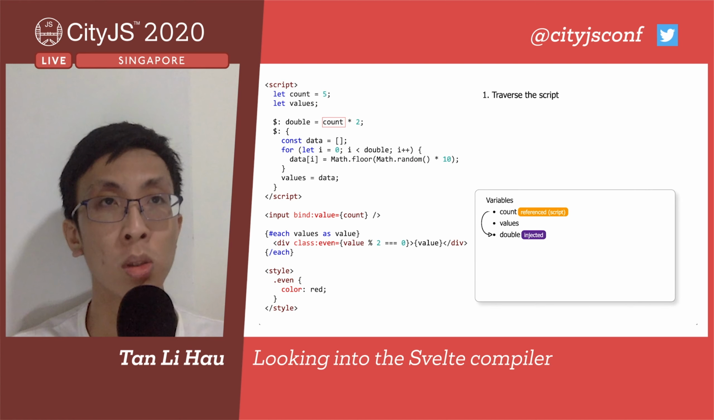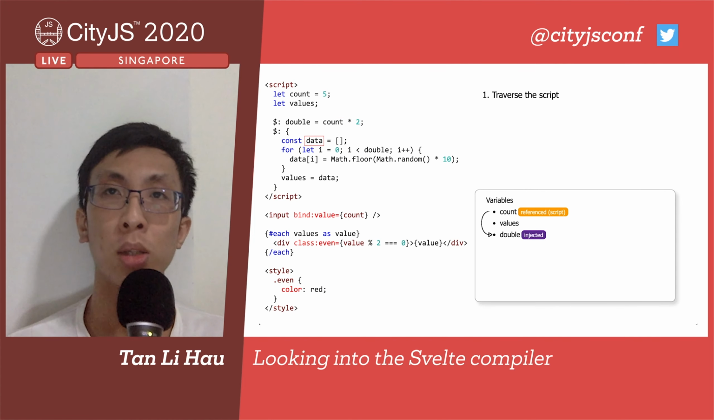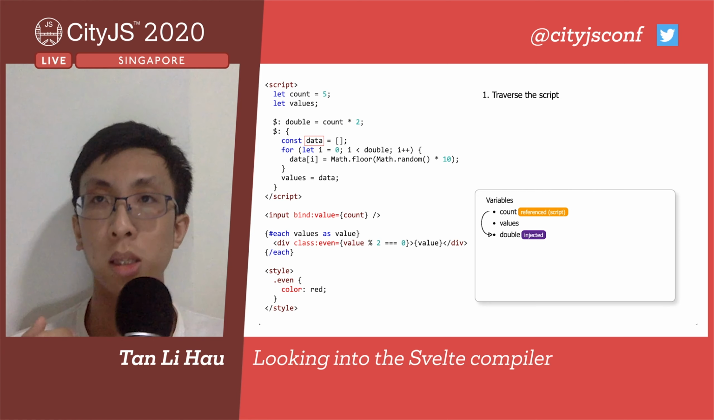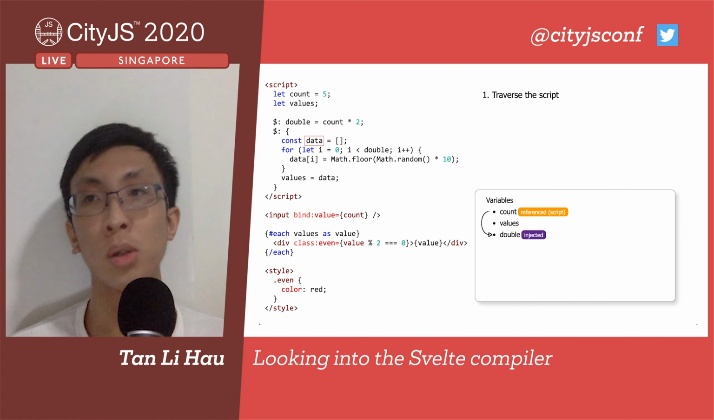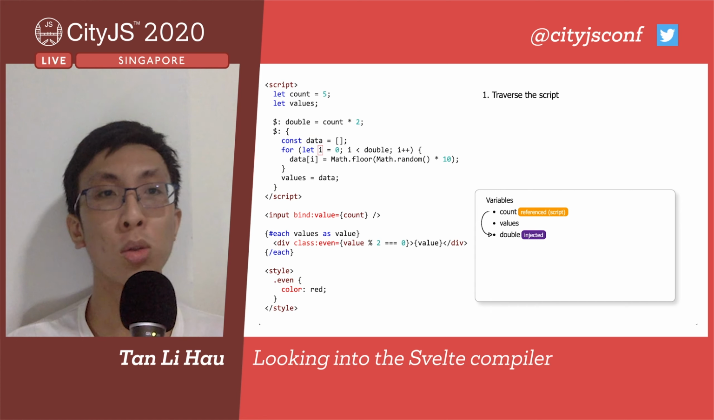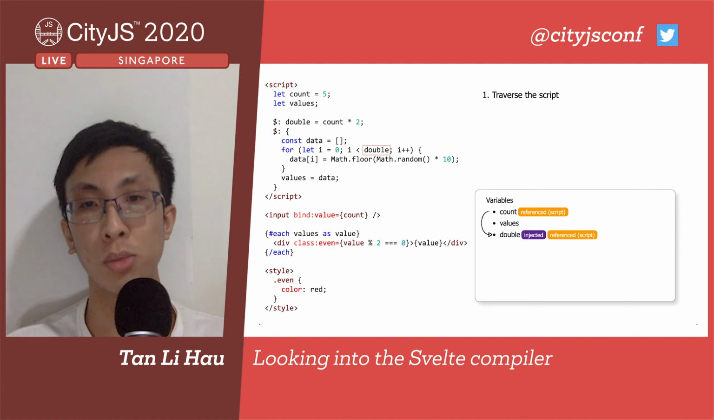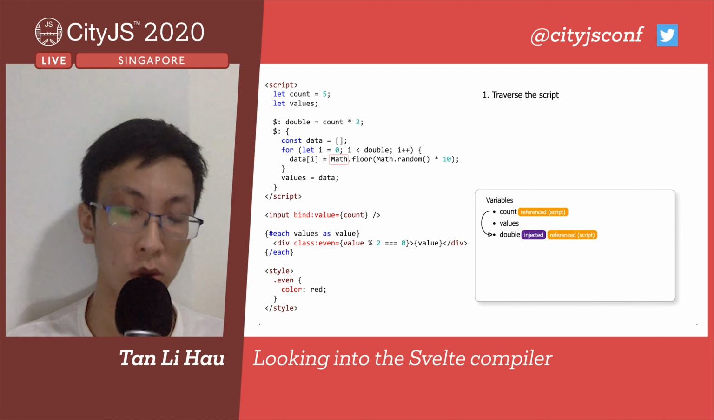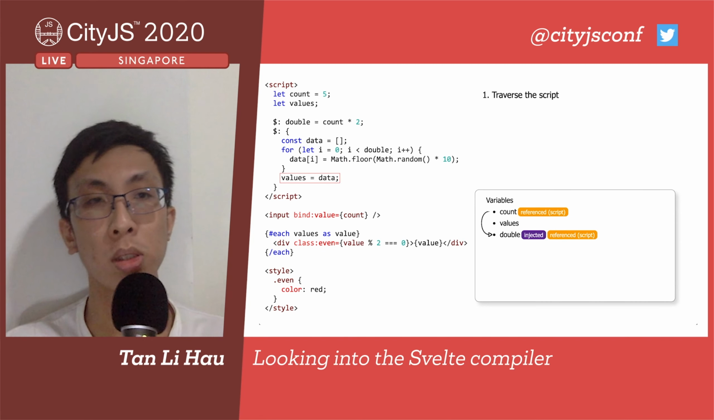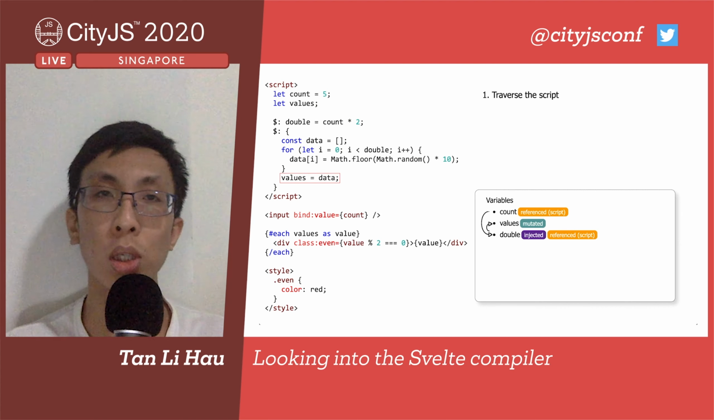Let's continue. Here we see data. Data is not declared at the top level scope, and as it is within the curly brackets block scope, we are not going to record it down. Same thing goes with i. Here we encounter double again, so we mark it as reference. Math is a JS global, so we're going to ignore it. Here values is mutated. So we reach the end of the script.